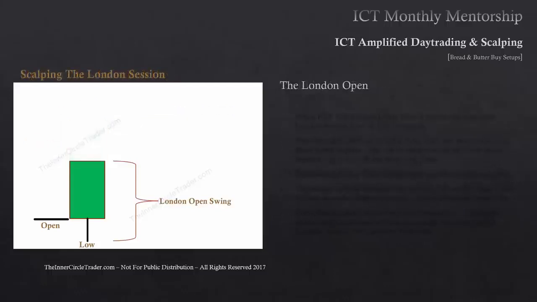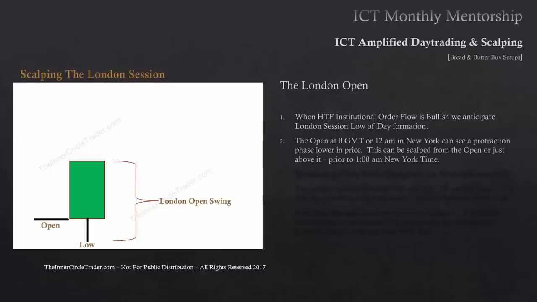All right, the London Open. We're going to be scalping the London session. Go over some details about that. Now, obviously, when the higher time frame institutional order flow is bullish, we're going to be anticipating the London session low of the day formation. The open at 0 GMT or 12 a.m. in New York can see a protraction phase lower in price. This can be scalped from the open or just above it prior to the 1 a.m. New York time.